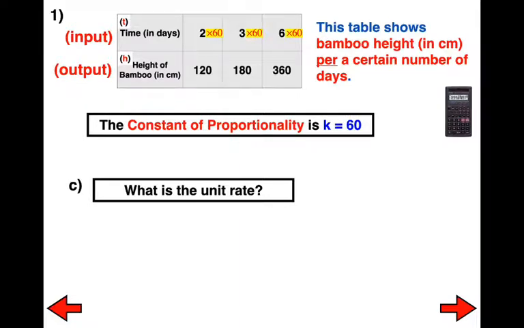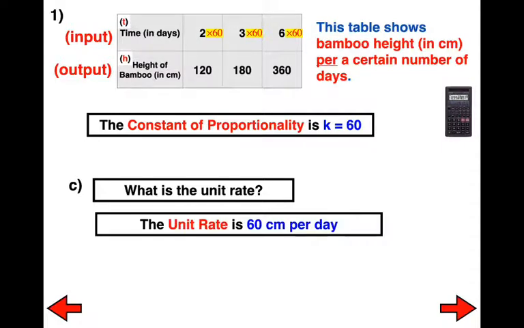All right, so the next question is, what is the unit rate? Well, remember, the constant of proportionality is always part of the unit rate. It's just missing the units for that particular rate. And it is 60 centimeters per day. As far as the units go, remember, it's always the output per the input. The output per the input right there.